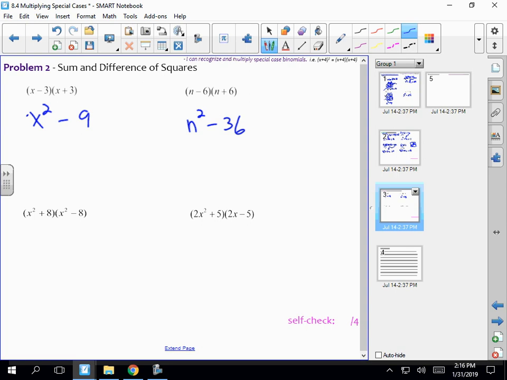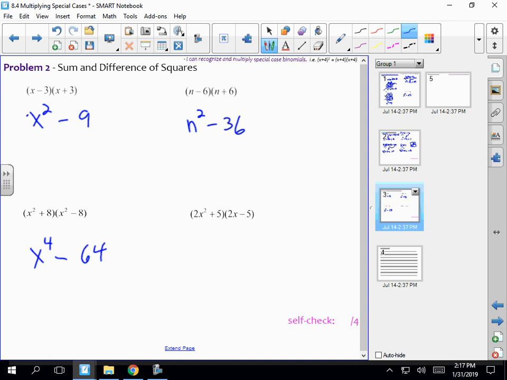Now this is a little different. It's a trickster. What's the first term going to be? x to the 4. And then the second term is minus 64. Okay, now I need everybody looking up here. You guys cannot be going forward on this yet. You need to look at this one.